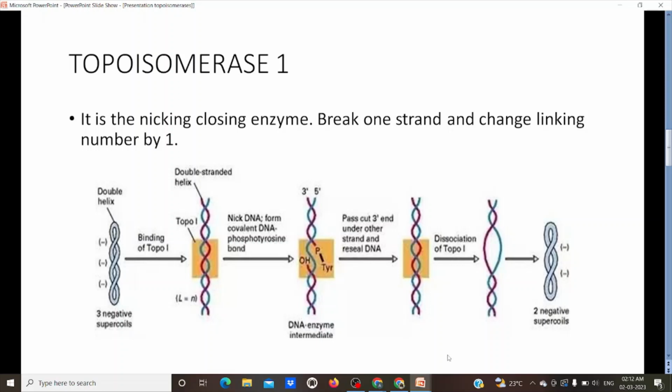Type 1 topoisomerases are also known as nicking-closing enzymes. They are monomeric units with a 100 kDa molecular weight. They are present in both prokaryotes and eukaryotes. They remove negative supercoilings without leaving any nicks in the DNA molecule, and they do not require ATP hydrolysis.